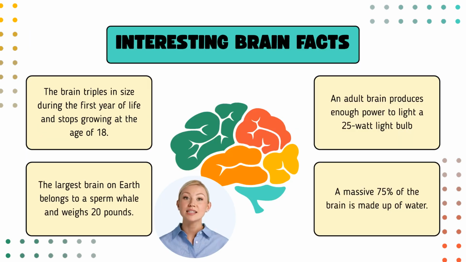Before closing, let me tell you about interesting brain facts. The brain triples in size during the first year of life and stops growing at the age of 18. The largest brain on Earth belongs to a sperm whale and weighs 20 pounds. An adult brain produces enough power to light a 25-watt light bulb. A massive 75% of the brain is made up of water.